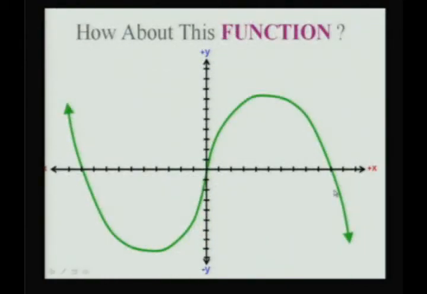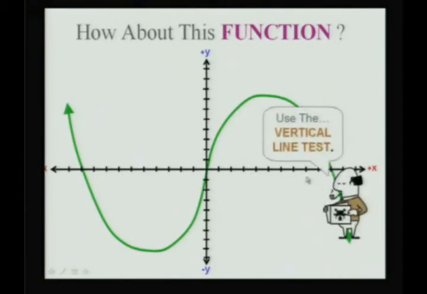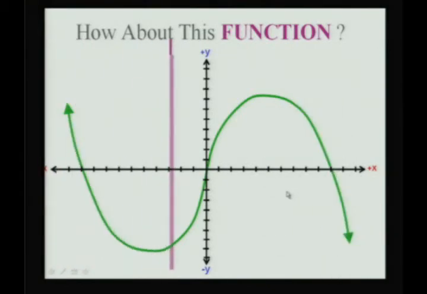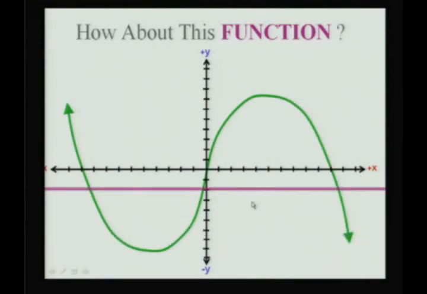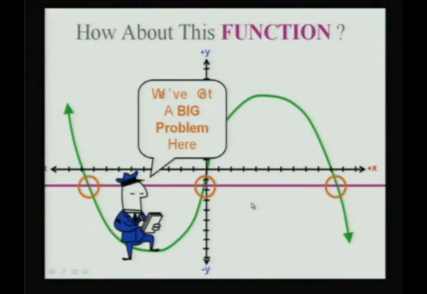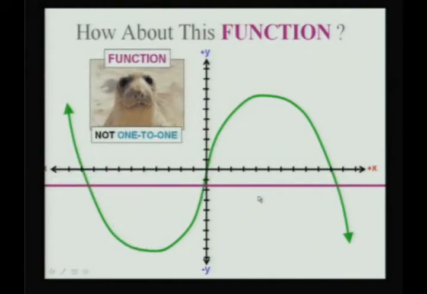Uh-oh. Is this one a one-to-one? Well, we'll use the vertical line test. Wait a minute. Is it a one-to-one function? Uh-oh. It only takes one to mess it up. Okay? That one is a function, but it's not one-to-one. So we can't take its inverse.